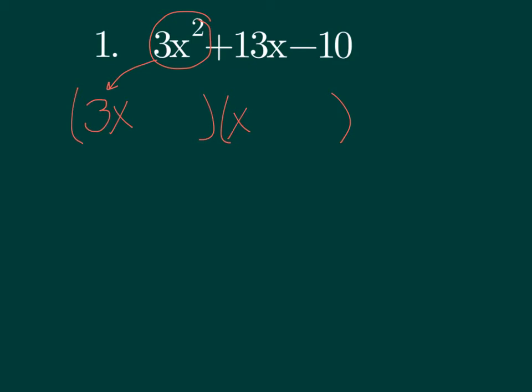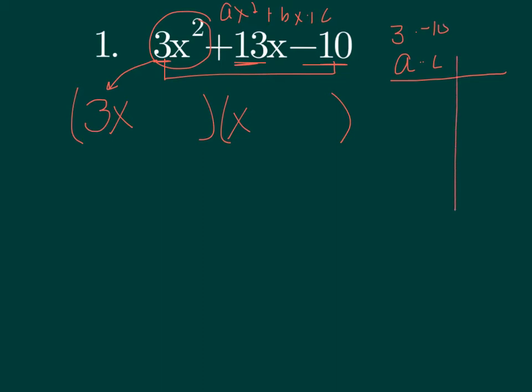Now to find the rest of it, we are going to take our a times c term and multiply it. Now remember from the past, we have ax squared plus bx plus c, okay? So your a is your first term, your b is your middle term, and your c is your last term. It always goes in that order with the exponents. So our a times our c, which is 3 times negative 10, is going to be negative 30. So we're going to put that there.